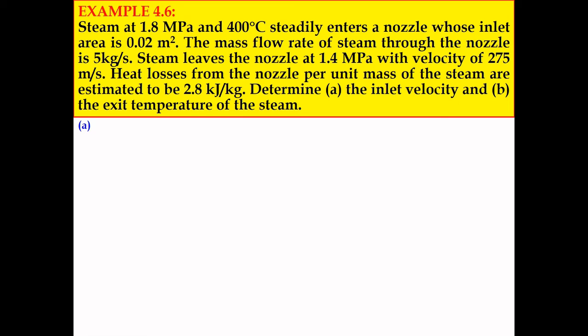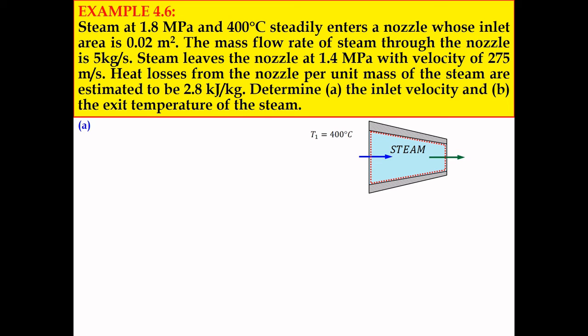Now the substance is different compared to the previous example. Now the substance is water or steam. For A, we need to determine the inlet velocity. First, draw the schematic diagram and put whatever data is given on the diagram. So we have the diagram for the nozzle, with an inlet and also an outlet, and the substance inside the nozzle is steam.